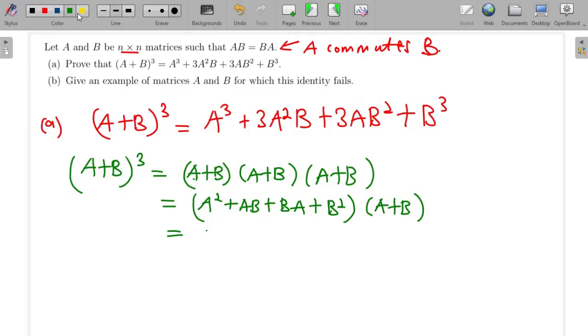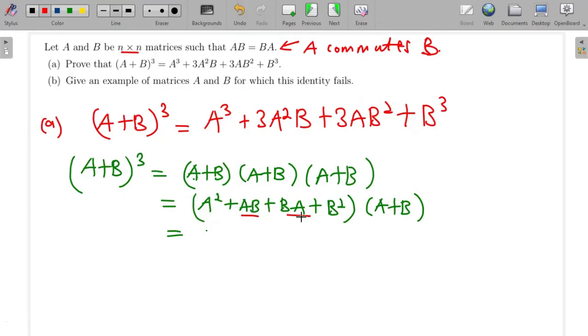Now when I look inside the brackets there, they've said A multiplied by B, B multiplied by A. But we were told these things here are actually what? They're actually equal. So I'm just going to replace this with AB since it's equal to the AB.